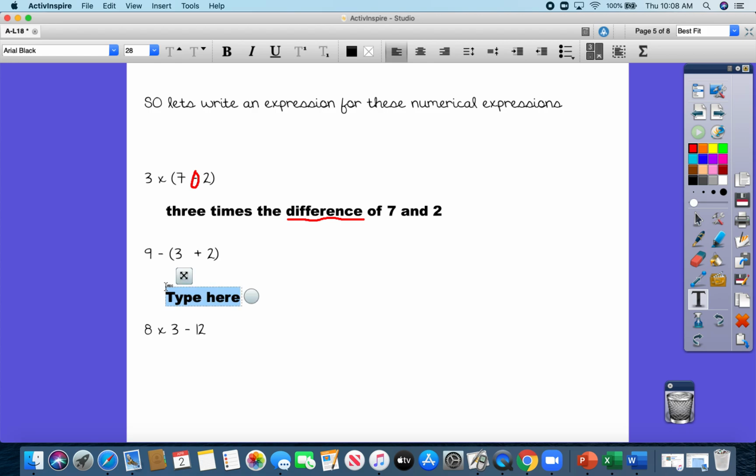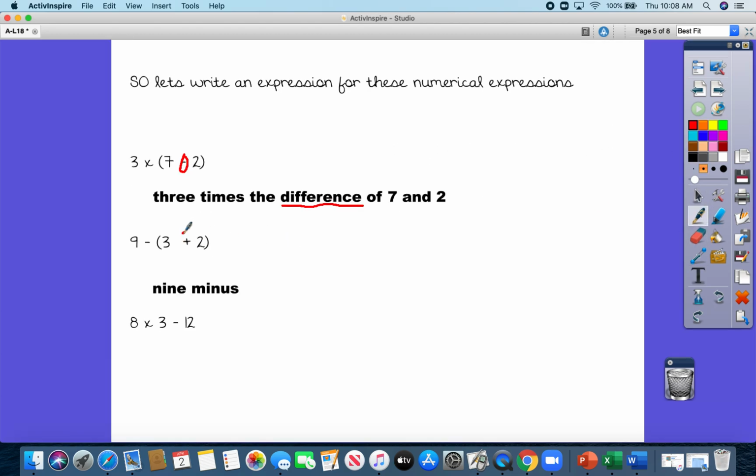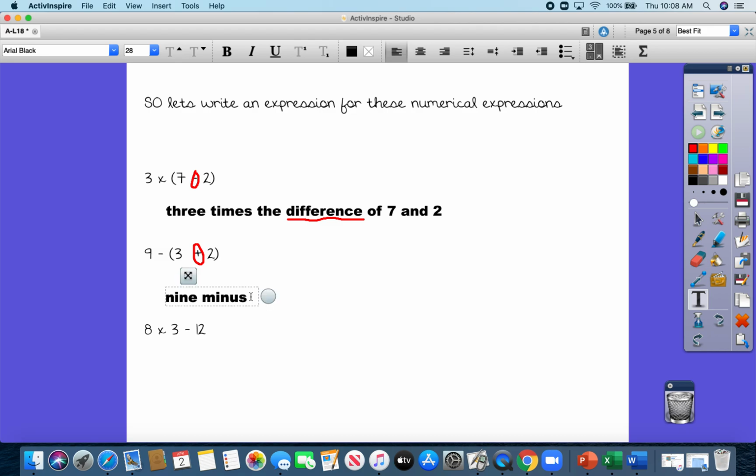Always just start with what's first. 9 minus, okay, and then I've got parentheses. So I've got to figure out how am I going to say I need to use parentheses. Well, it's an addition problem. So what's the answer to an addition problem? The word sum. So I'm going to do 9 minus the sum of 3 and 2. So that's going to mean that I need to add that together, right?